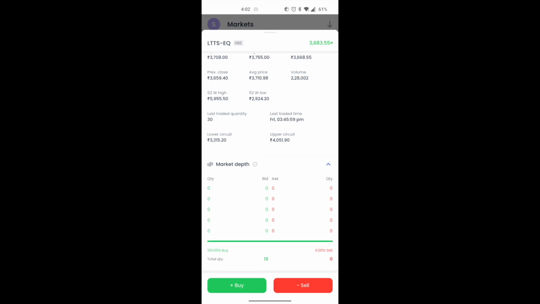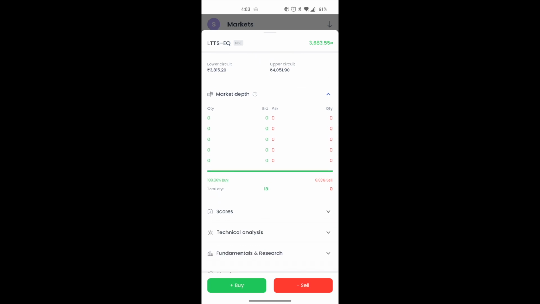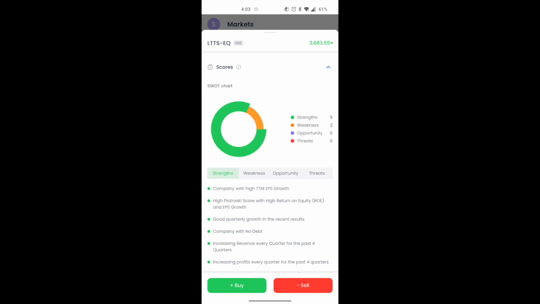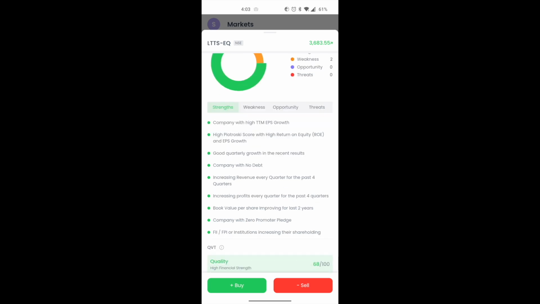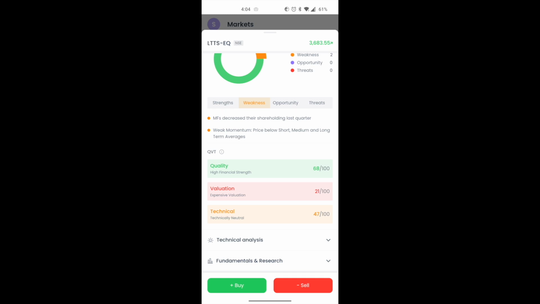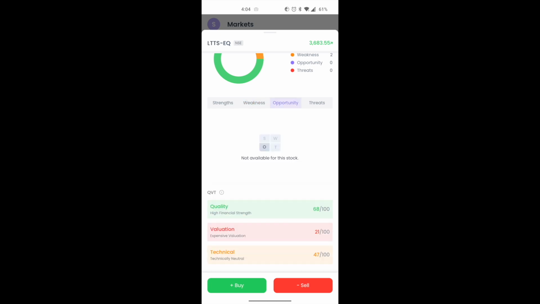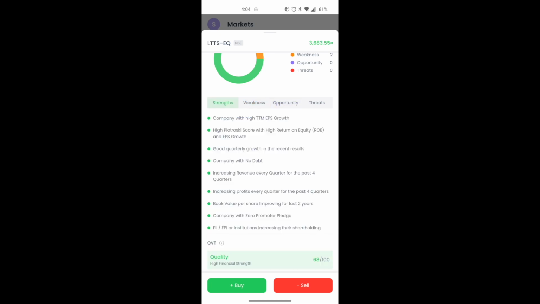And if you go to market depth, you will be able to see the quantities, ask and bid prices, trading live during market hours. Scores. In the scores, you can see the SWOT analysis: strength, weakness, opportunities and threats. Strength we have 9 points, weakness we have 2 points, opportunities and threats nil. So you can also analyze how these valuations, quality, technical parameters out of 100 are also given here. Opportunities, since we don't have any, there is nothing available.